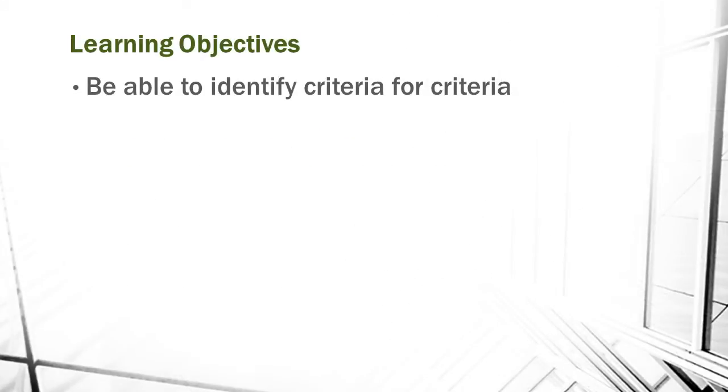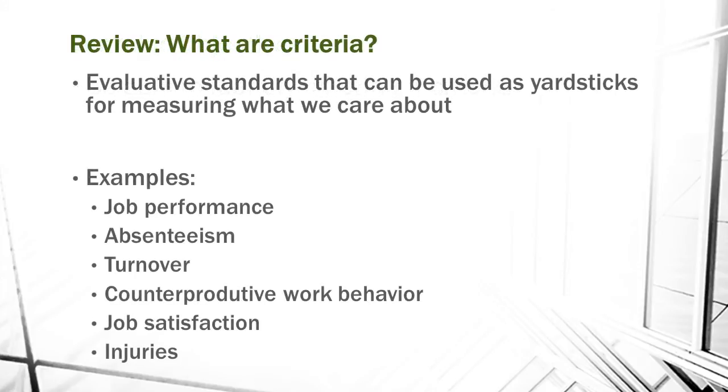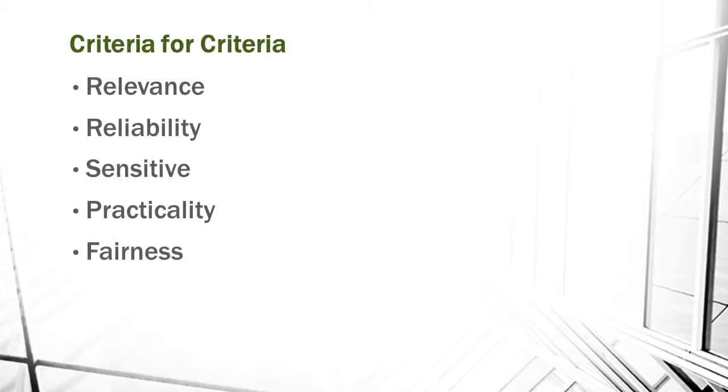The learning objective for Module 4.3 is that by the end of this module, you should be able to identify specific criteria for criteria. So first, to review, what are criteria? Once again, they are evaluative standards that can be used as yardsticks. Criteria are important for our ability to conceptualize, operationalize, and measure things or outcomes we're interested in, like job performance or other work outcomes. There are some examples once again listed here.